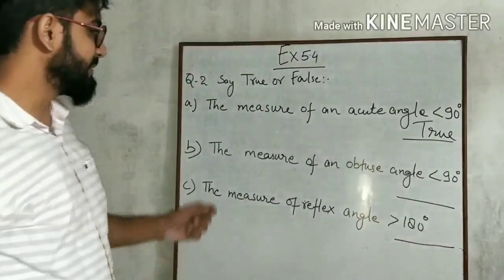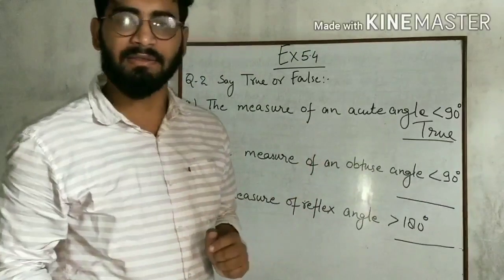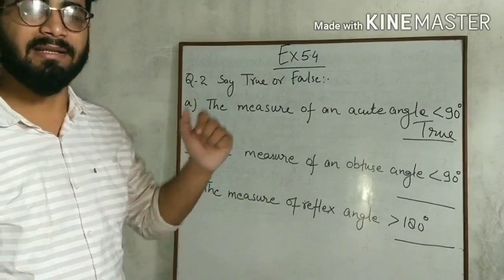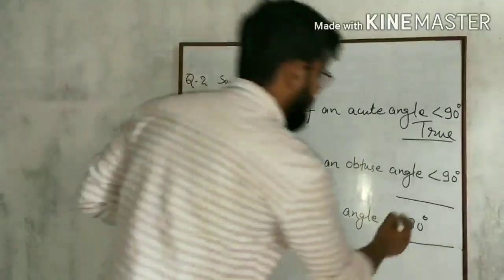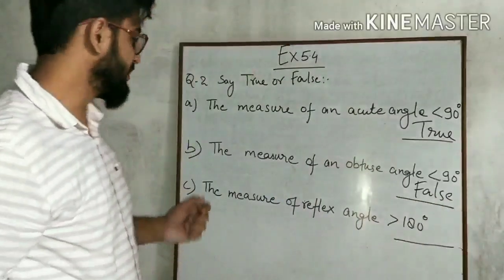Now the B part. What is the B part? The measure of an obtuse angle is less than 90 degrees. No, we know that an obtuse angle is greater than 90 degrees but less than 180 degrees. So it is false. Okay, B part is false.